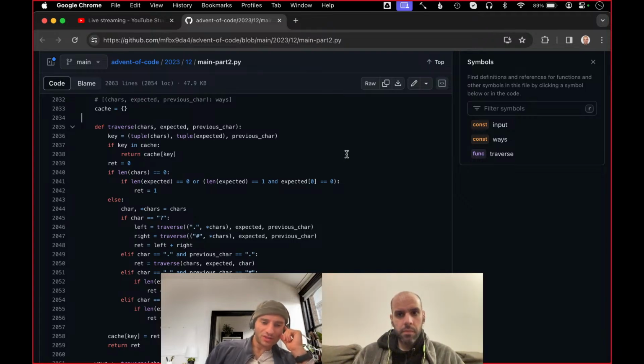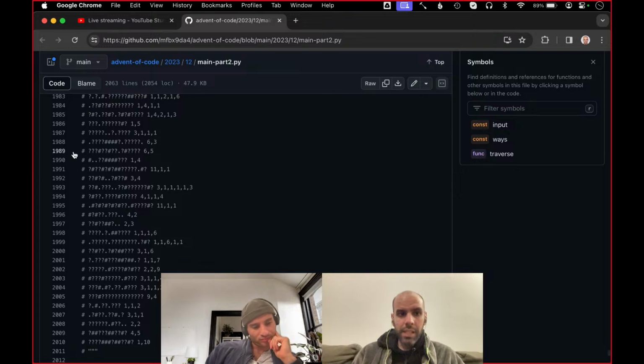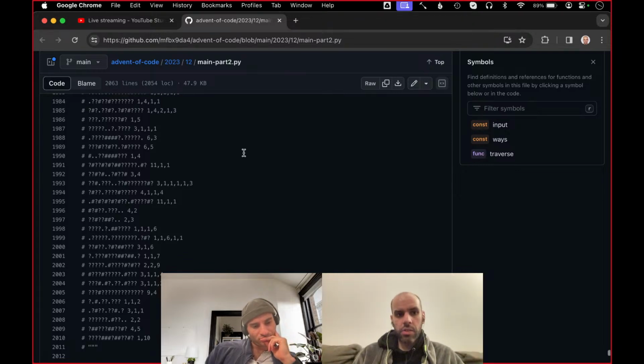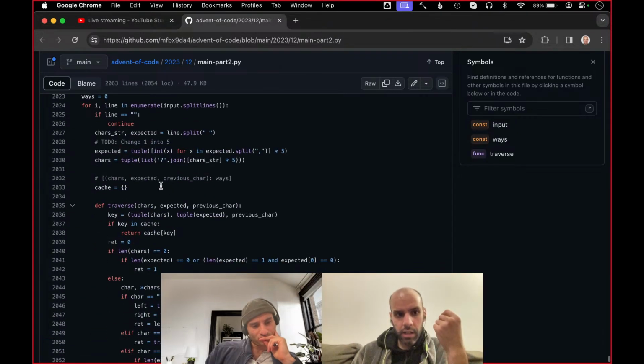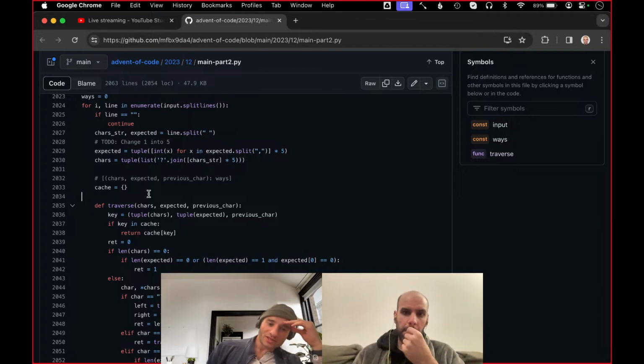How is it always a cache miss? Sorry, the cache is shared between all the inputs, by the way. Yeah, I noticed that. But even then, you're only leveraging any extra work if there are similarities between lines. And you have to have shared sections between lines, and shared expected between lines as well, because the cache key contains the expected. But you're decrementing the expected a lot.